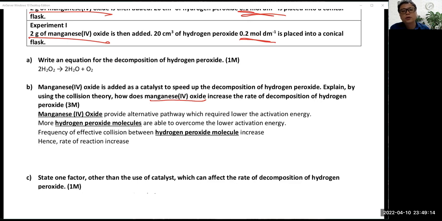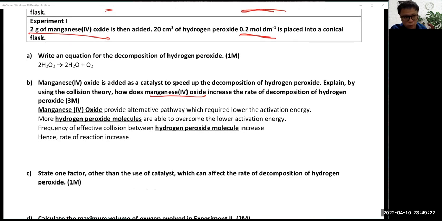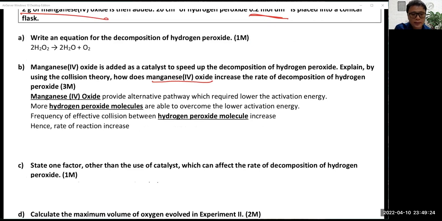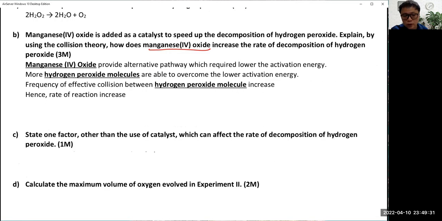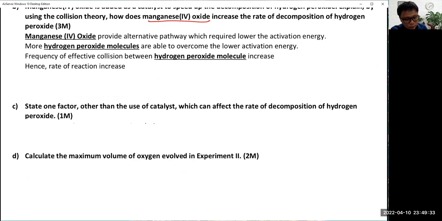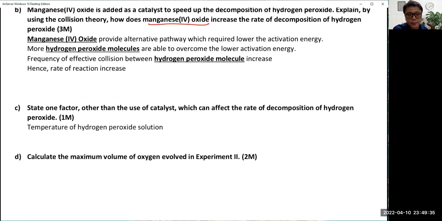Then after that, the third, fourth and fifth questions, you try to practice until you're able to score. As I told you, you need to master every topic in depth, to enable you to answer the high-level questions in SPM, even in school exams. So try to memorize the answer for the first two questions. Other than catalyst, what can you use? As I told you, you can increase the temperature. If it is method, you must mention how you carry out: you heat the hydrogen peroxide solution. If factor, just write temperature of hydrogen peroxide solution is enough.